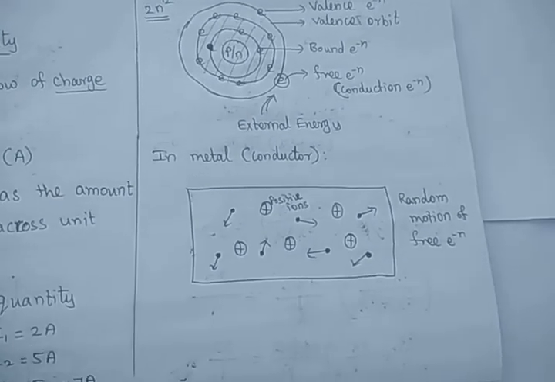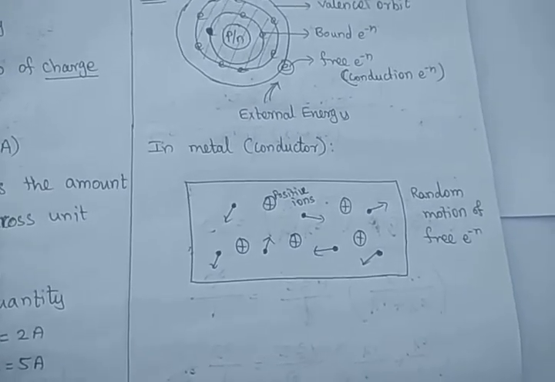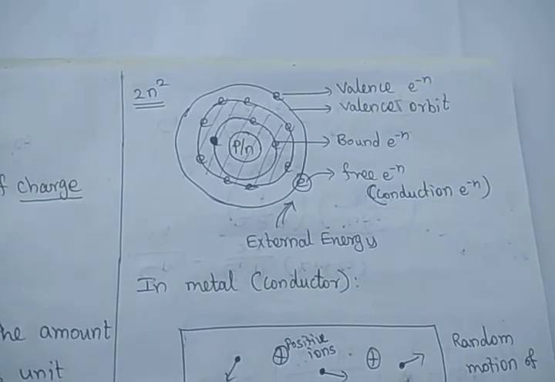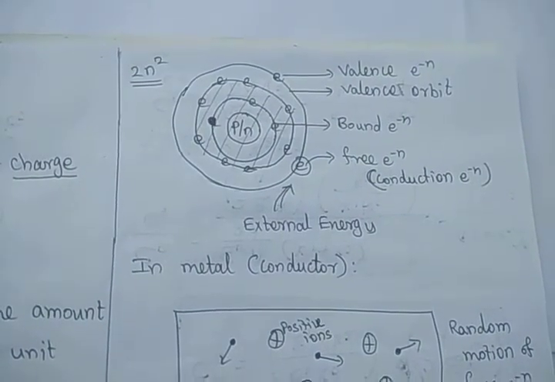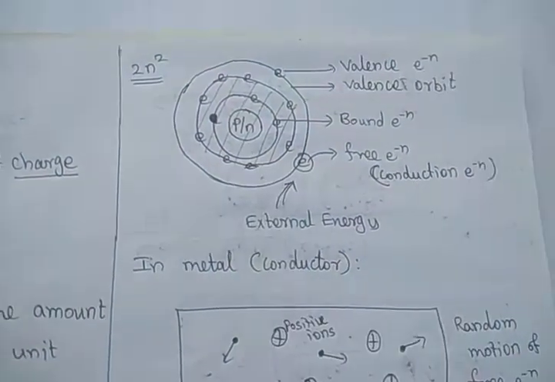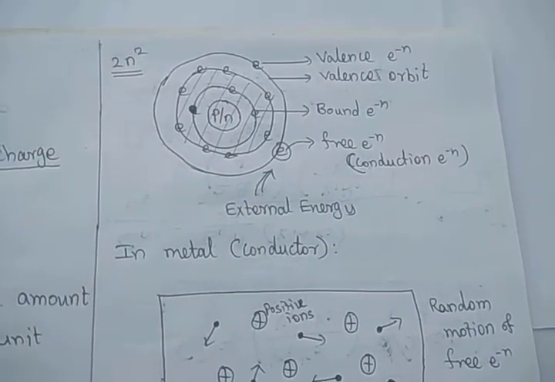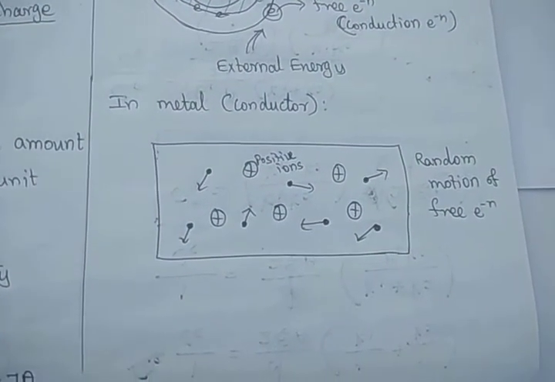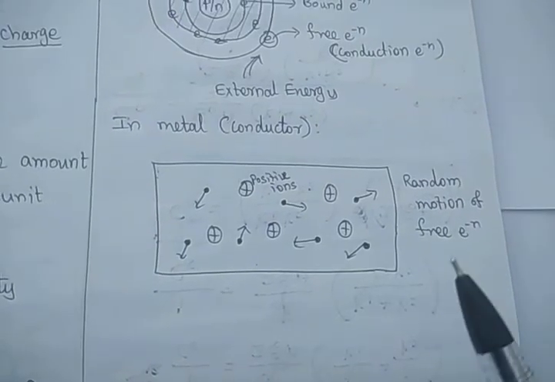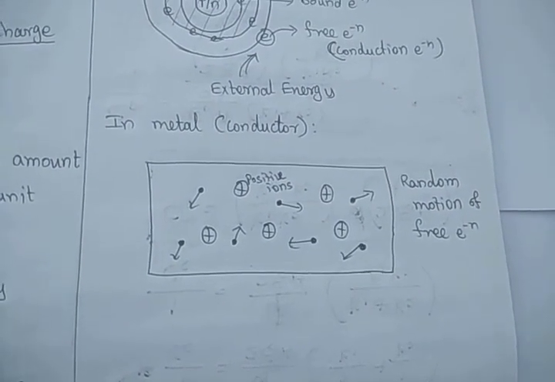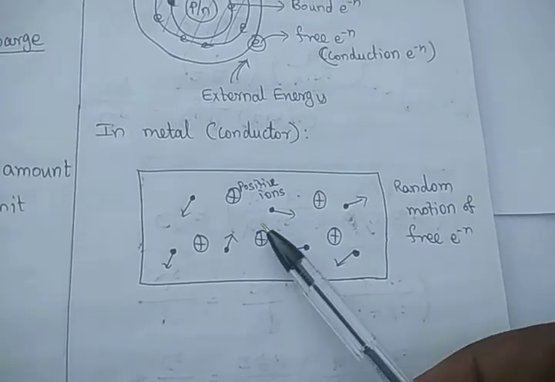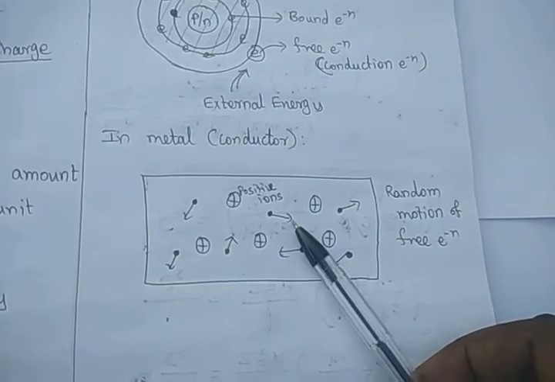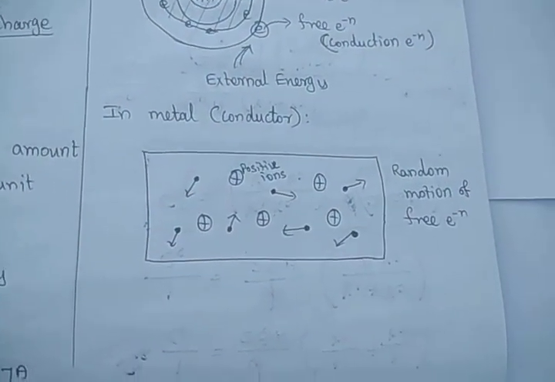Now we can picture what happens inside the metal or a conductor. The metal or conductor contains a large number of atoms, as shown in the picture above. The valence electron becomes a free electron and that particular atom becomes a positive ion because it loses the electron. So there are a lot of positive ions, and free electrons moving randomly here and there because there is no electrostatic force of attraction between the nucleus and the free electron. It is not bound inside the atom. It comes out from the atom and moves freely here and there.